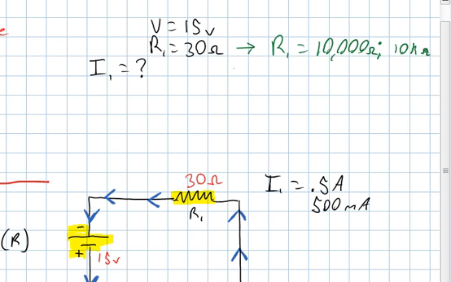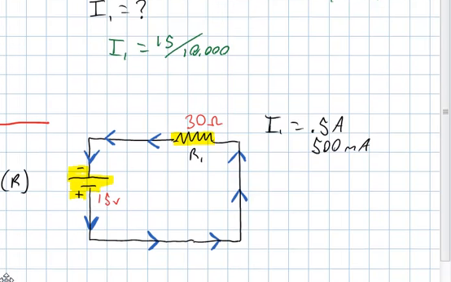Now you do the exact same equation, V equals IR, plug in your values, and remember we get I equals V over R. So we're going to get I1 is equal to 15 divided by 10,000. Now you'll notice that this value is going to be a lot smaller than our previous value. And that's because our resistance skyrocketed.